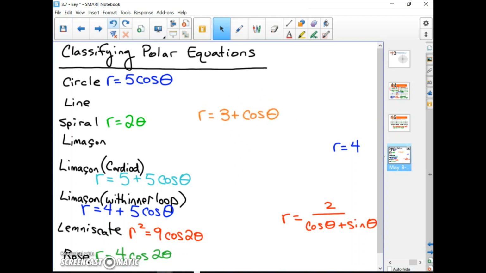3 plus cosine theta. Again, the plus sign is your indicator. But since this number in the front of the cosine is 1, and that's smaller than the 3, I know that's going to be a limaçon with no inner loop.